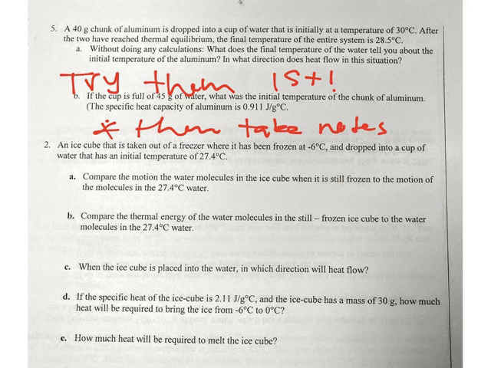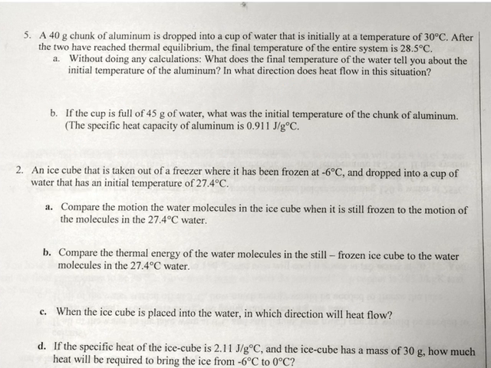So I want you to try these. I know they're labeled 5 and 2. That's because I smashed up 2 different papers together. So do 5 and number 2, try them first on your own, and then come back to take notes to go over it. Alright, now that you've attempted 5 and 2, if you haven't, pause it.